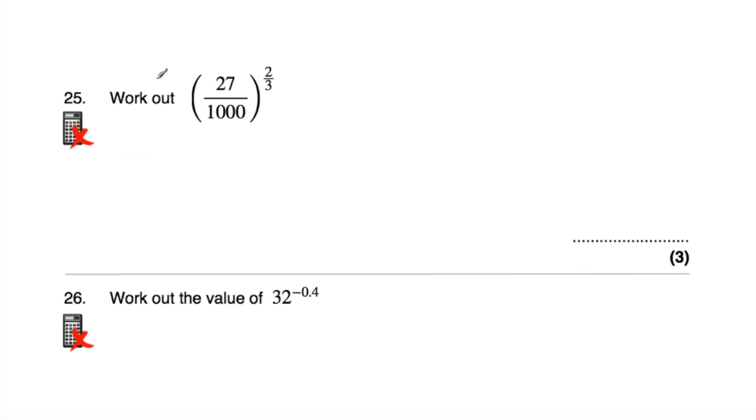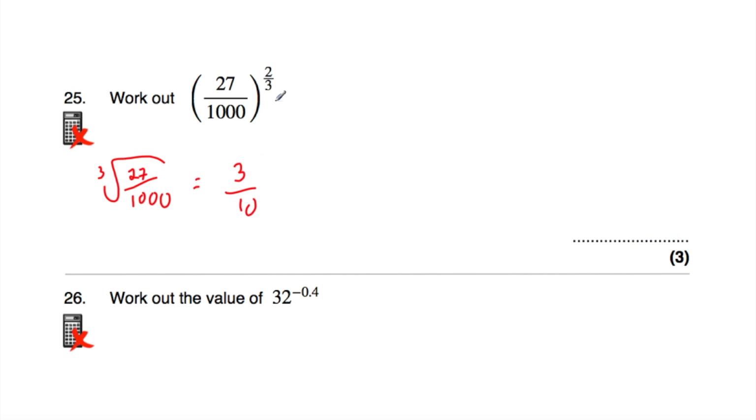Okay, so question number 25, we've been asked to work out 27/1000 to the power of 2/3. So here what we're going to do is take the cube root and then square it. So let's work out the cube root of this fraction. So the cube root of 27/1000. So we're just going to cube root the numerator and cube root the denominator. So the cube root of 27 is equal to 3, because 3 times 3 times 3 is 27. And the cube root of 1,000 is 10, because 10 times 10 times 10 is 1,000. So that means the cube root of this fraction is 3/10.